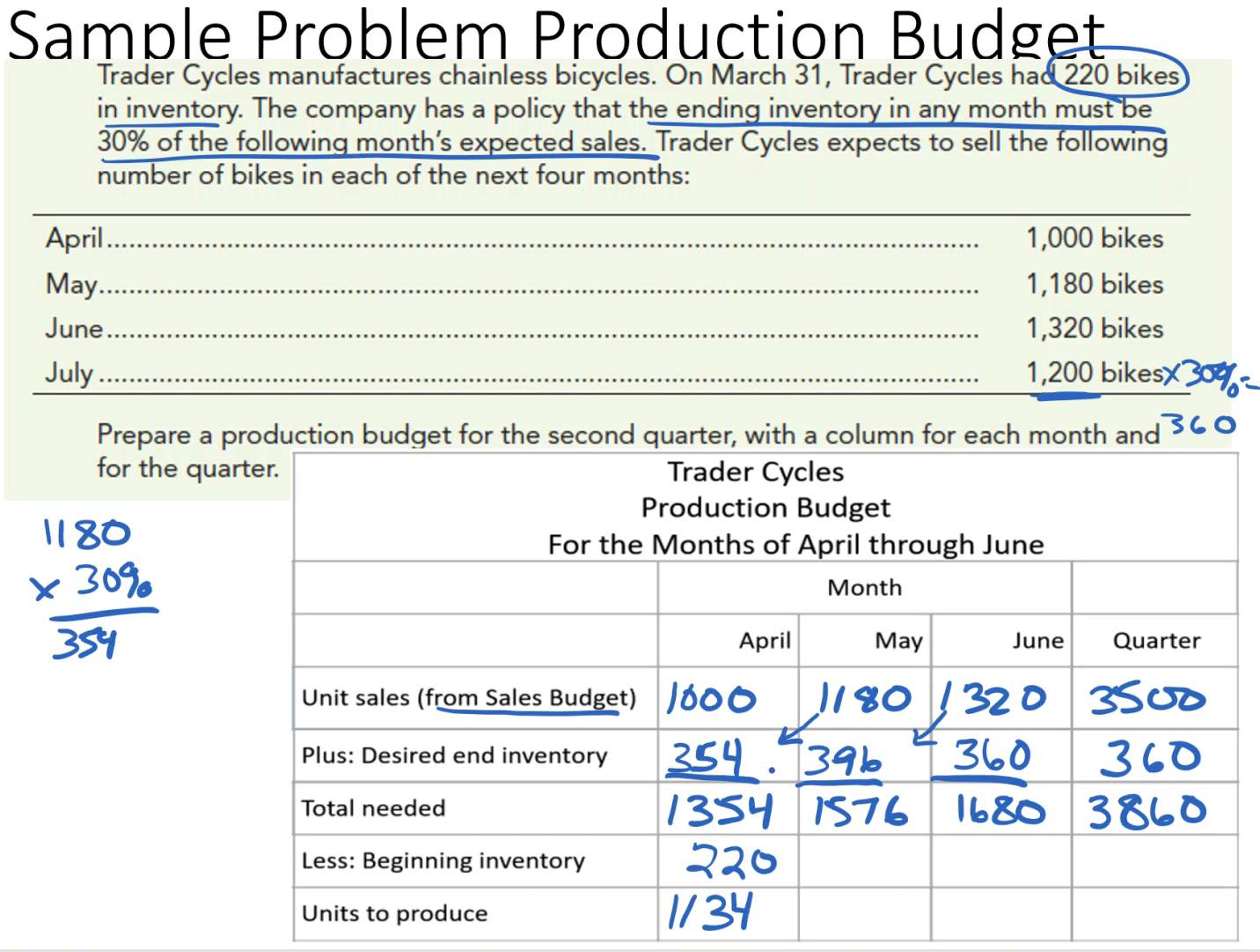Now as we go through here, you're wondering, well, what is my beginning inventory for May? Well, my beginning inventory would have been my desired ending inventory. So we'll carry that down, 354. 1576 minus 354 gives us 1222. And we do the same thing here, 396. So 1680 minus 396 is 1284. 220 would have been my beginning inventory at the beginning of the quarter. So it says we need to produce 3,640 units during the quarter.